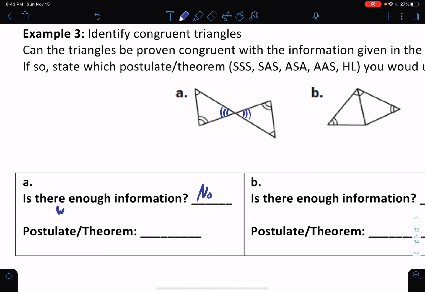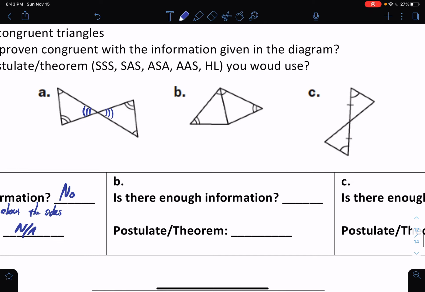Is there enough information? No. We need to know something about the sides. So postulate or theorem, not applicable. We don't have enough for that one. Look at all these theorems. All of these theorems, we at least need to know something about one side. So let's go then to B. Look at B real quick.